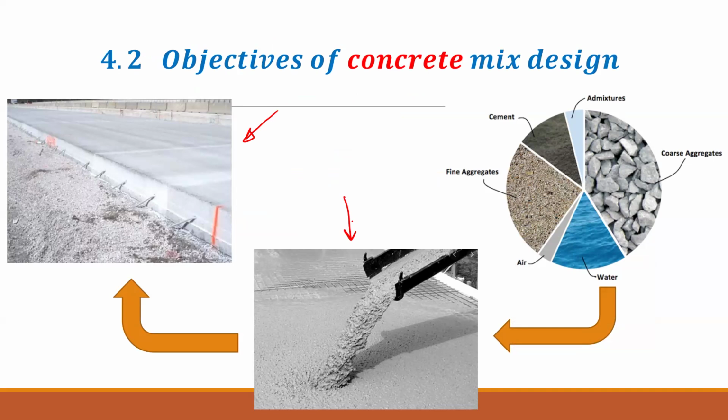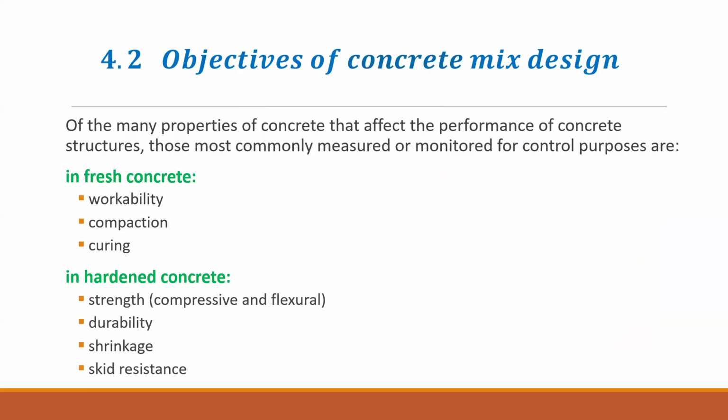If you look at the hardened concrete, what are the properties we are looking at? Mainly the strength and also the durability, shrinkage, skid resistance. They are the properties that we are looking at for hardened concrete. And when you look at the fresh concrete, workability, compaction, curing.